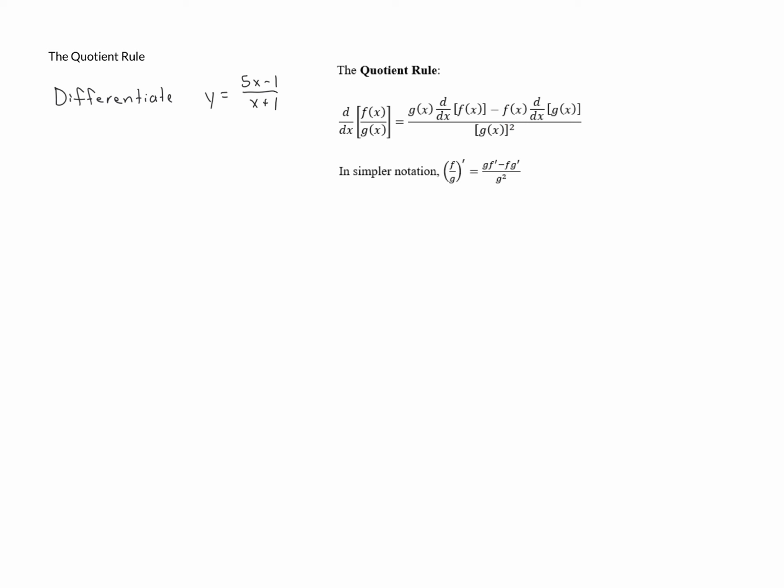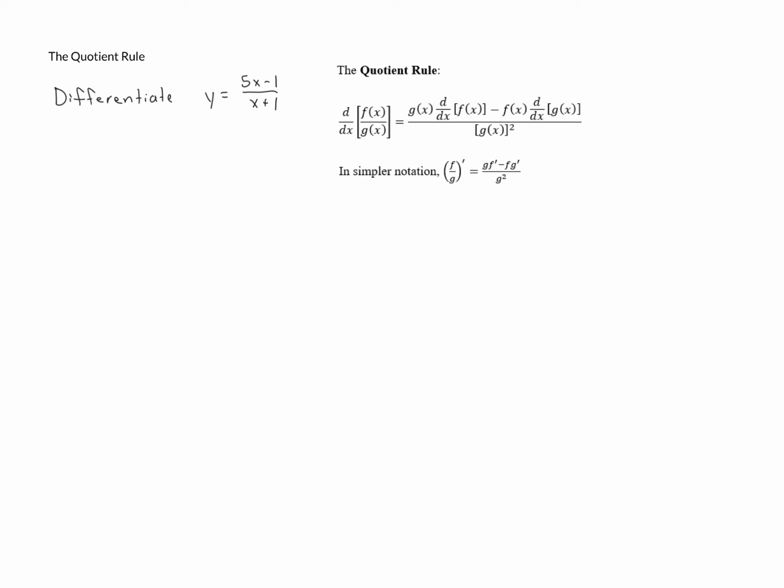The denominator is not that complicated. The denominator is just the denominator of the starting function squared. The numerator, though, is going to be the bottom function times the derivative of the top minus the top function times the derivative of the bottom. And we have our simpler notation here as well. If we've got the derivative of a quotient, we've got the bottom times the derivative of the top minus the top times the derivative of the bottom all over the bottom squared.